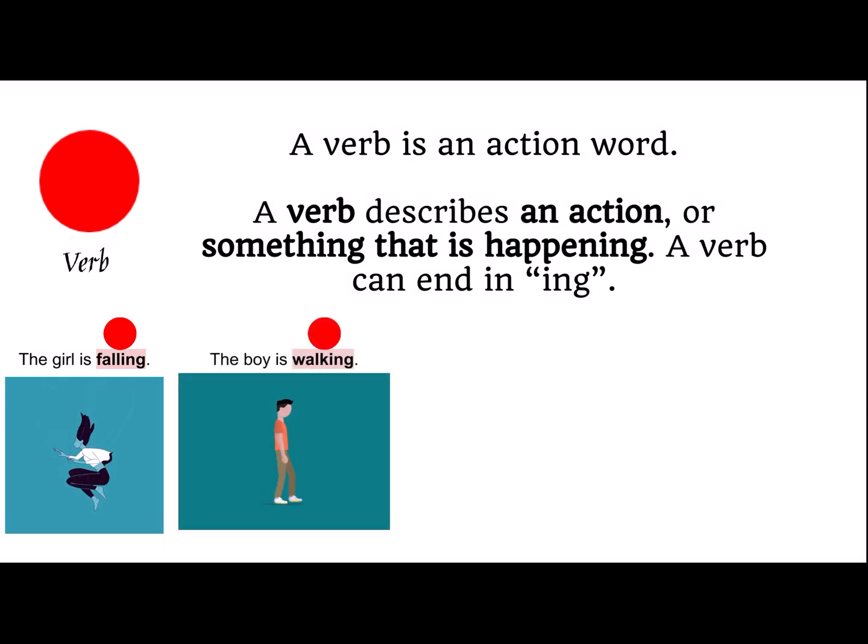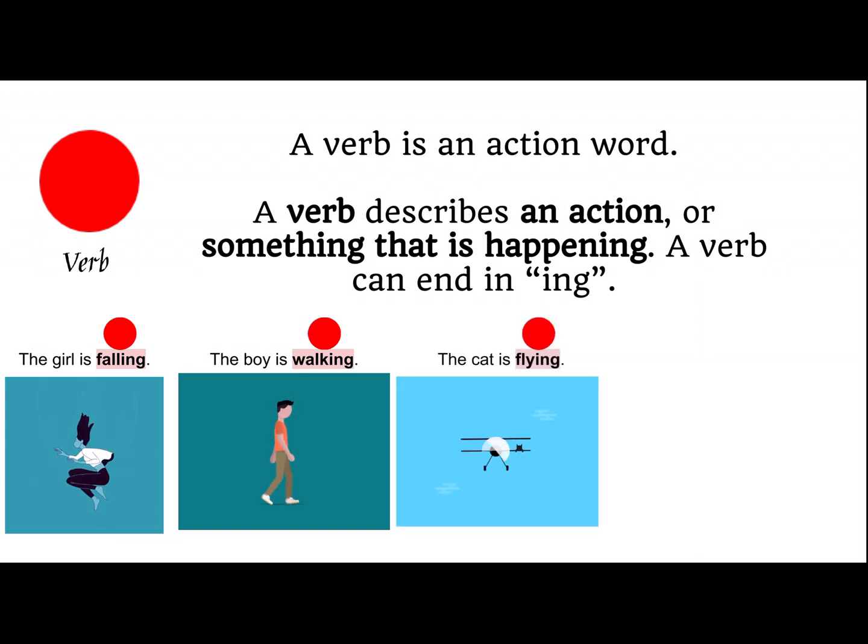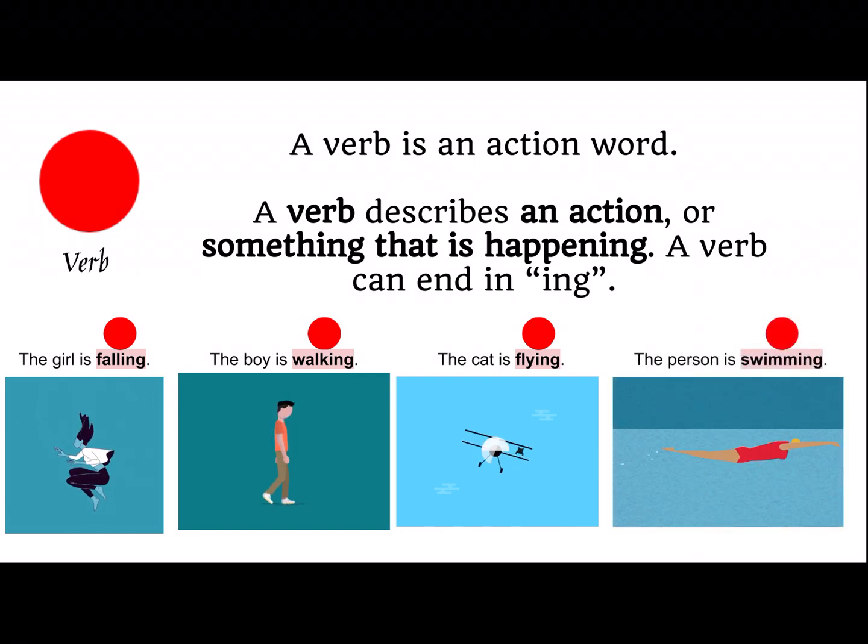Another example would be walk. To walk is a verb. The boy is walking. Walking is an action. And notice here that we've added ing to the word walk, and it still makes sense. Walking is an action. Or the cat is flying. Fly is a verb. So is fall. And swimming. Swimming is an action. Swimming is a verb. Falling, walking, flying, swimming, those are all action words. Those are all verbs, and they're all symbolized with a red circle.